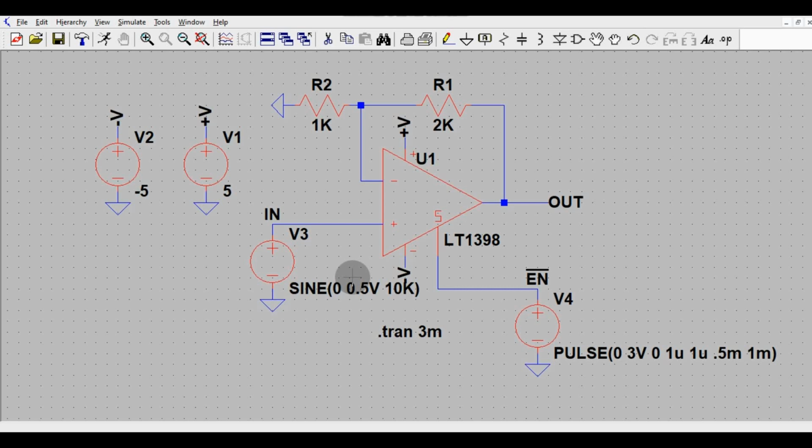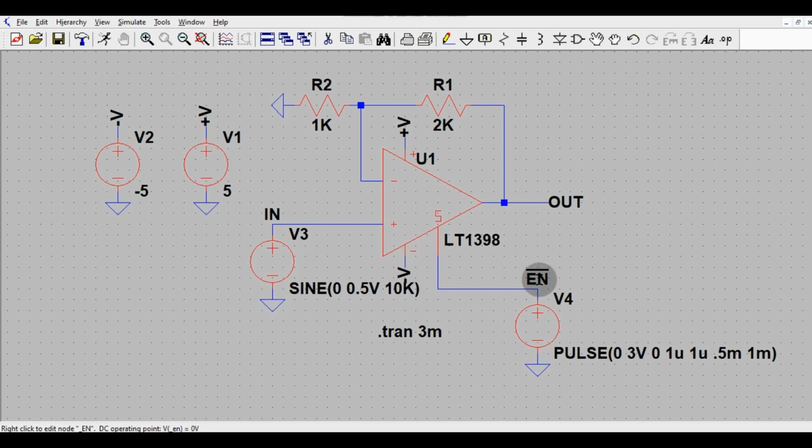So today we are going to understand the non-inverting amplifier with the functionality of the enable pin. Okay, this is the enable pin or shutdown pin. So until now, in the previous video, we haven't discussed the role of this enable pin. Okay, this is an active low enable pin.